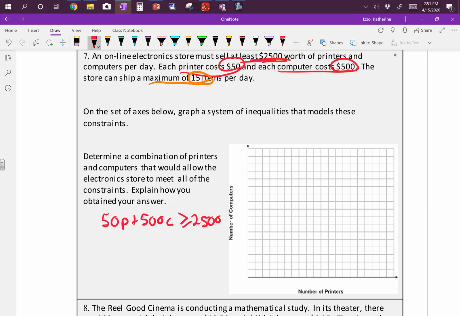Okay, next one is the orange. Maximum of 15 items per day. So if you have all the printers and all the computers ready to be shipped out for the day, maximum there can only be 15. So it's got to be less than or equal to 15. All right. So now we need to actually graph this sucker. I'm going to go back to our calculator.